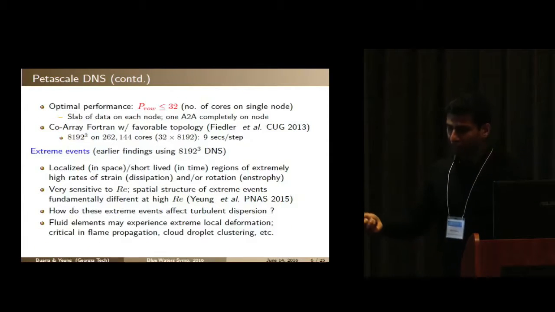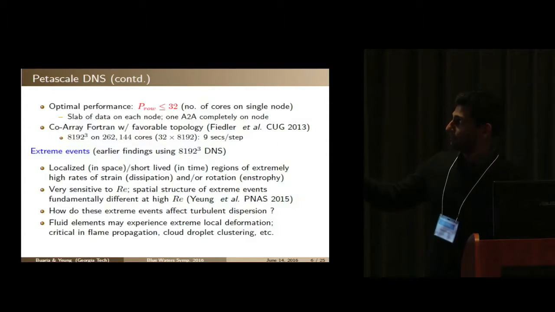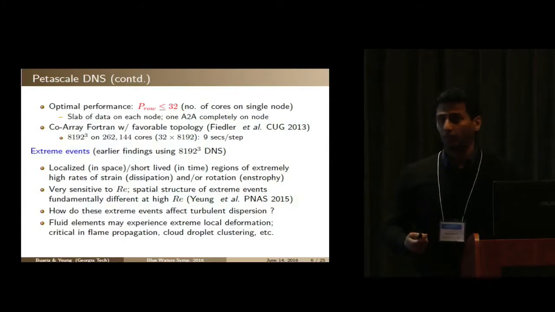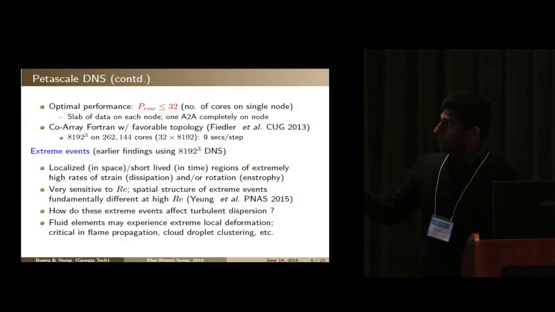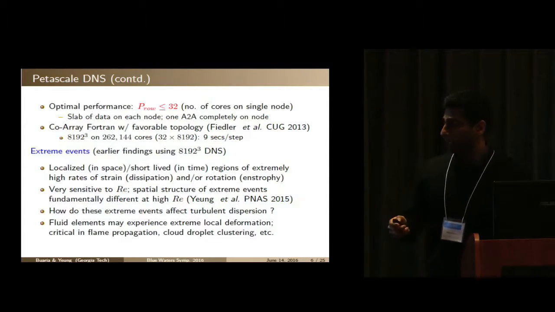And we have been able to scale it up with the help from consultants using Coarray Fortran and topology-aware scheduling. On 8192 cubed grid points using 256K cores, with this processor grid of 32 by 8192, we get around 9 seconds per step.